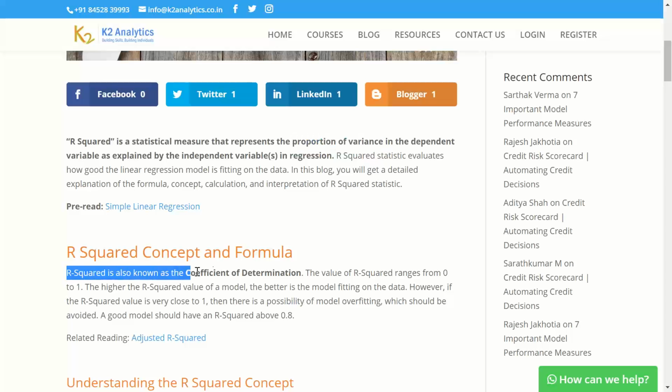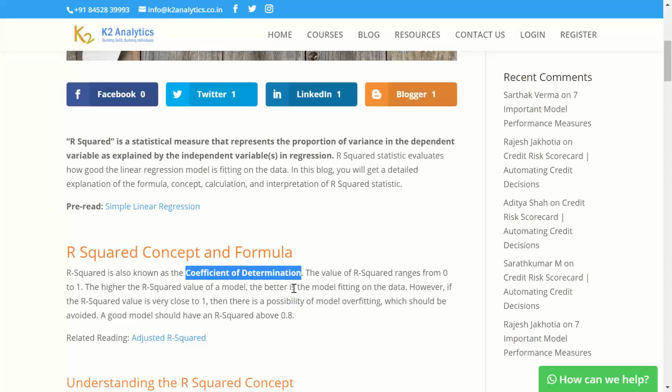R squared has another name. It is called the coefficient of determination. The coefficient of determination, in simple English, is a measure of how much we are able to determine the target phenomena, and that's what R squared is. Are we able to determine 80%? Are we able to determine 70%? How accurately are we able to determine?